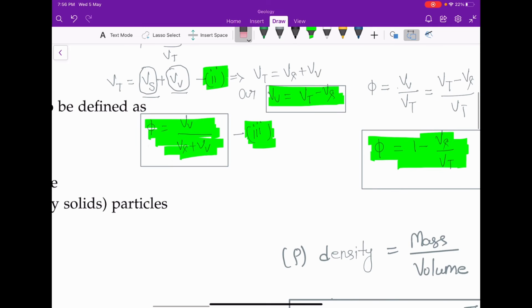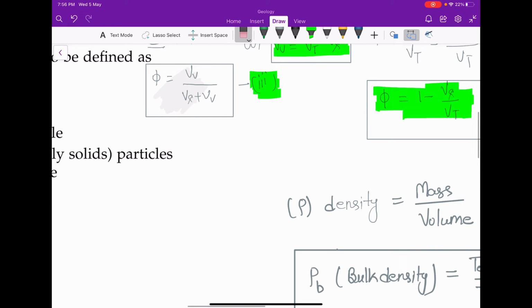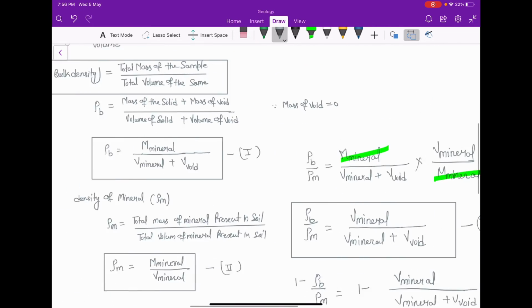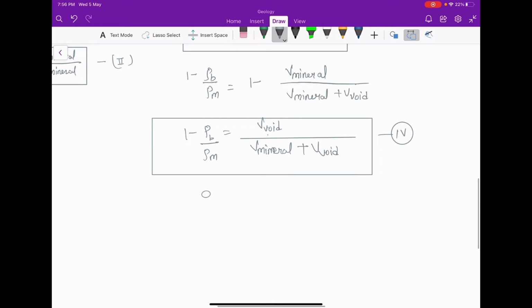from this equation number 3, phi is equal to volume of void upon volume of solid plus volume of void. So here phi is equal to volume of void divided by volume of mineral plus volume of void. So this is the definition of porosity. So this will be equation number 5, and this is equation number 4.